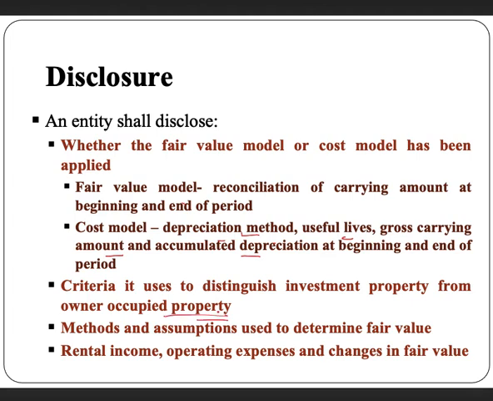What makes you say that this property is your IP? So you have to mention, for example, this building is rented out to third parties. This building is kept for future use as IP. You have to be very specific why you say that the one you declare as IP actually belongs under IP. Also the method and assumptions used to determine the fair value, and because we are concerned about cost being identified reliably, you need to tell how and what are the assumptions that you use to determine the fair value. And the rental income, operating expenses, and the changes in fair value, you also need to disclose in your financial statement. So that is all for IP basically.